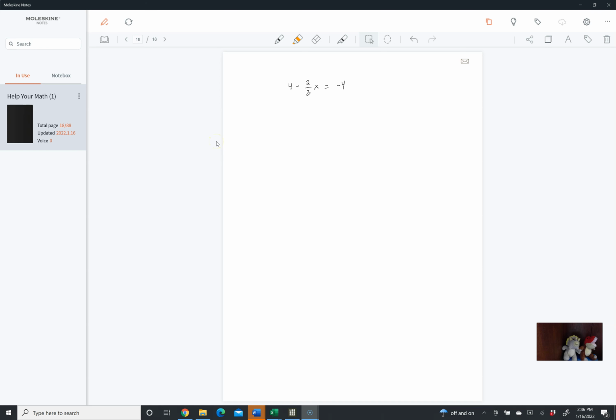We're going to be looking at how to solve linear equations with a fraction. So we have 4 minus 2/3 x is equal to -4. Okay, we don't like fractions. So ideally we want to get rid of them.